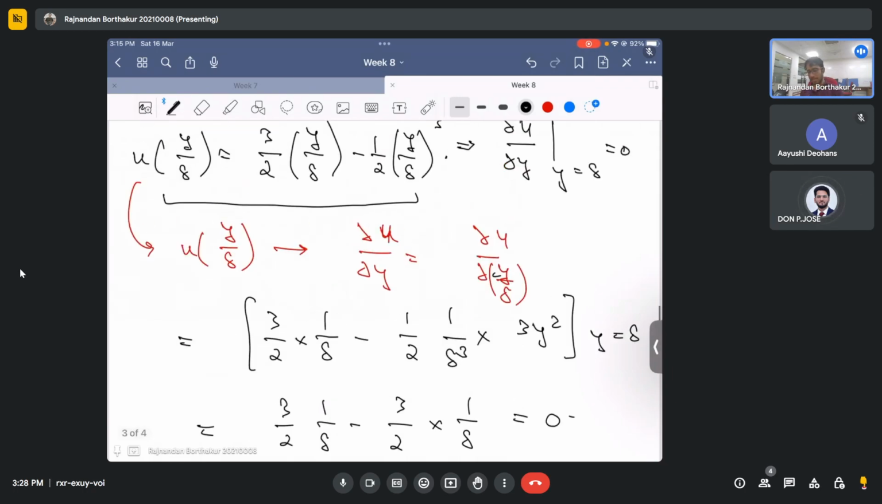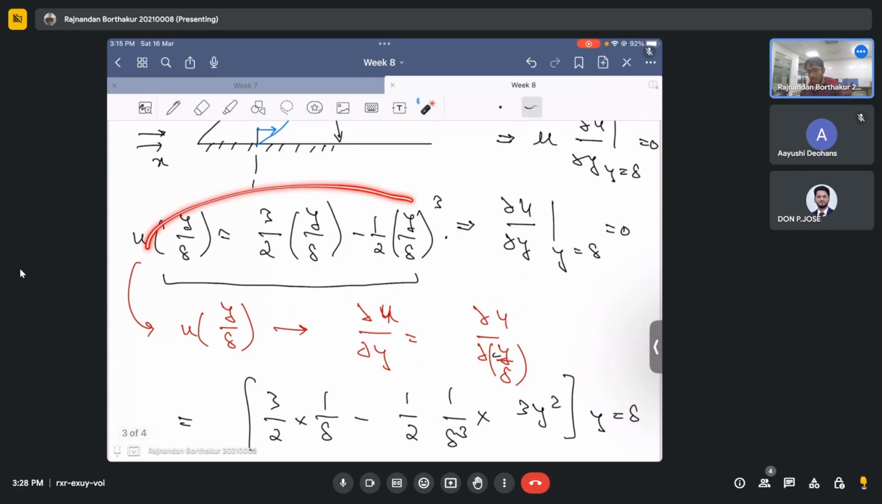So as you can see, this is a typical third order velocity profile that you get for a boundary layer. If you are using this boundary condition, then you have validated that the second derivative with respect to y is not zero, basically.